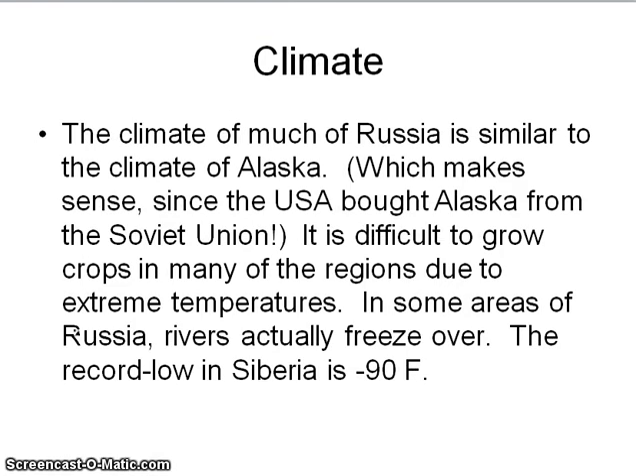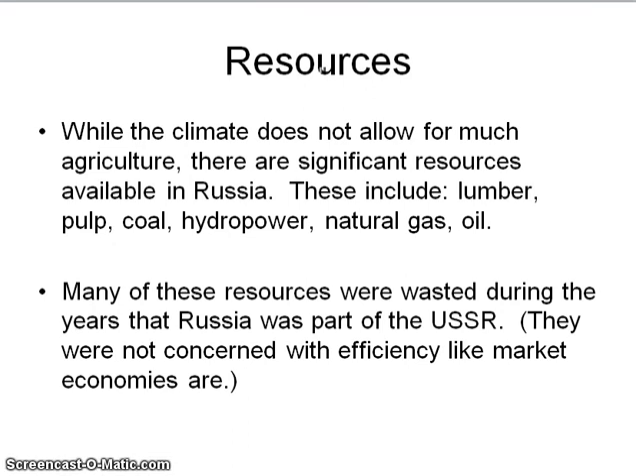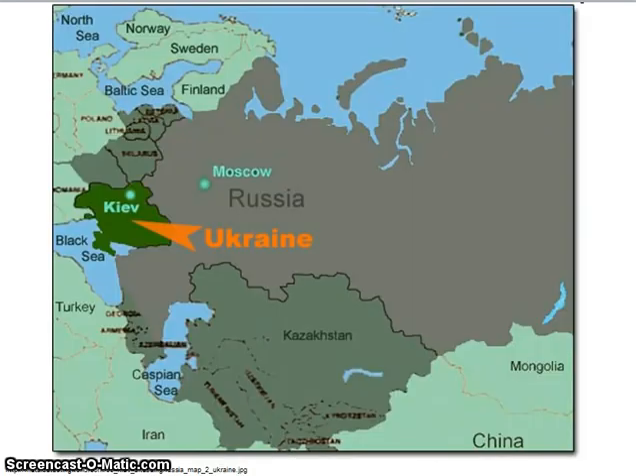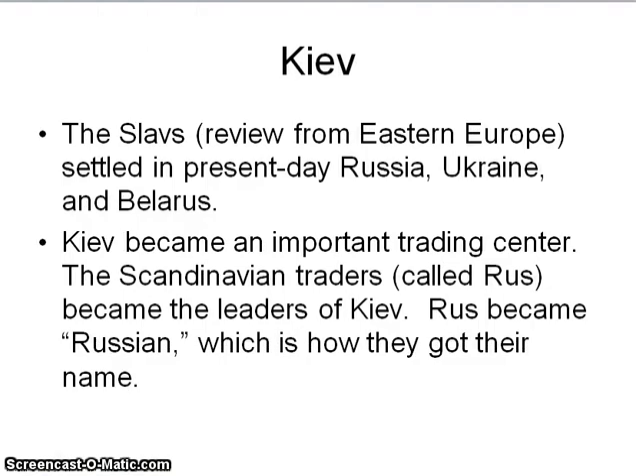We talked about the climate, specifically the negative 90 degrees Fahrenheit. The resources, not so much what resources they have, but that the resources were wasted. Resources are wasted in a system where profit is not really a motive, and so people produce things the way they were told to produce things. Environmentalism and efficiency were not always something that people would strive for in the business sense in a command economy. Then we talked about Kiev and how the Russians got their name from the Scandinavian traders called Rus.